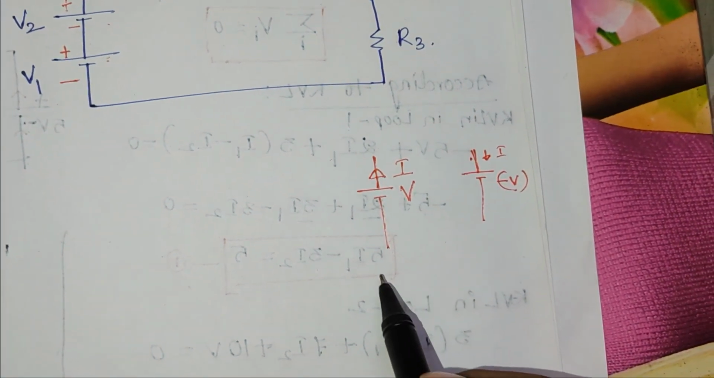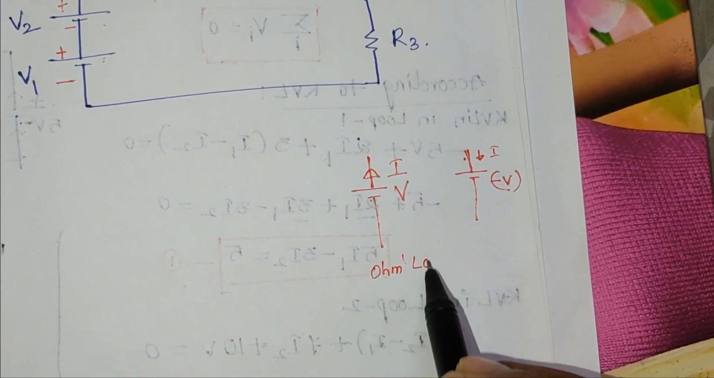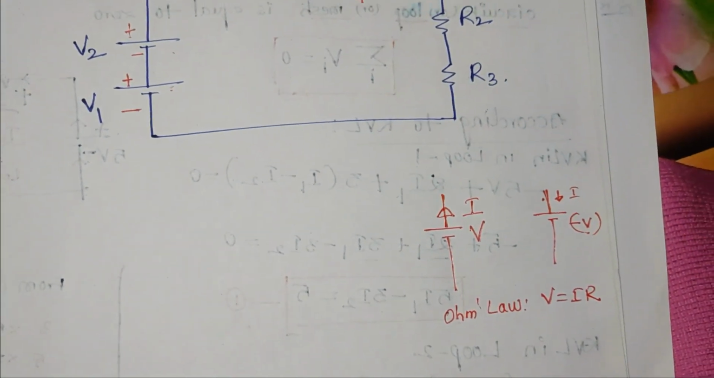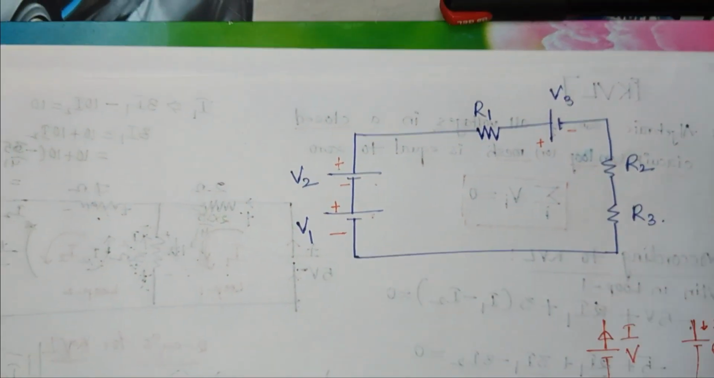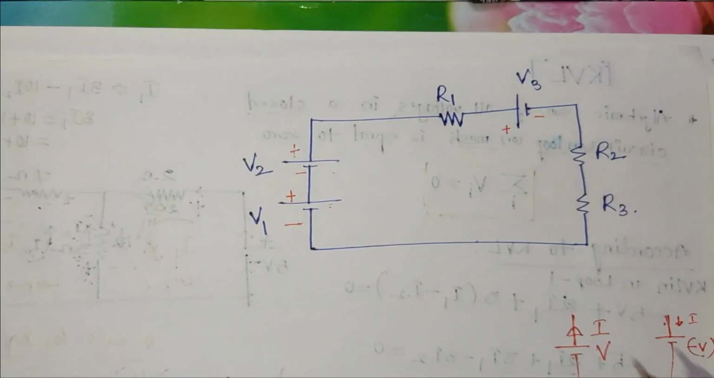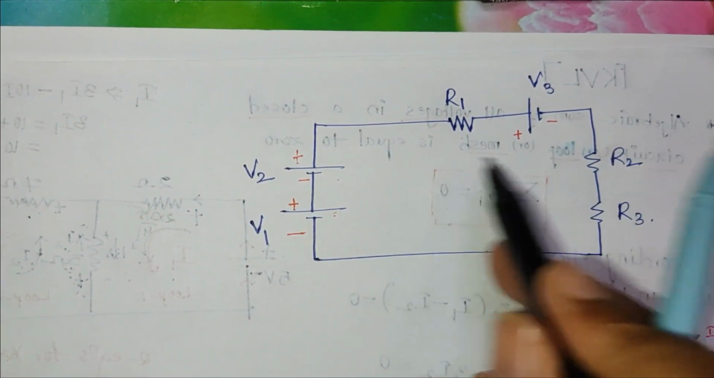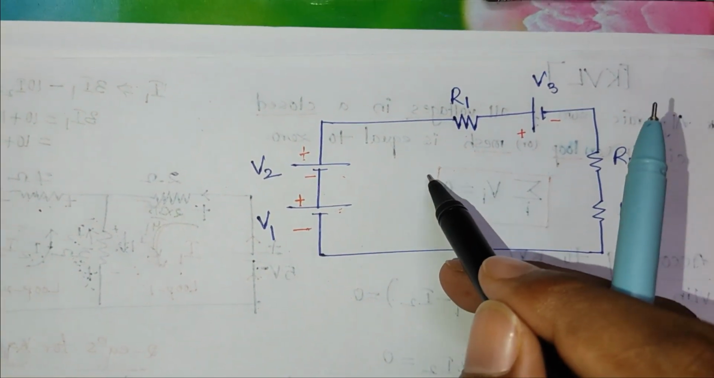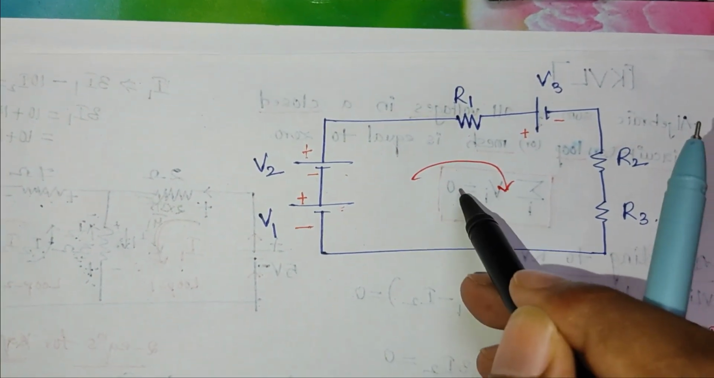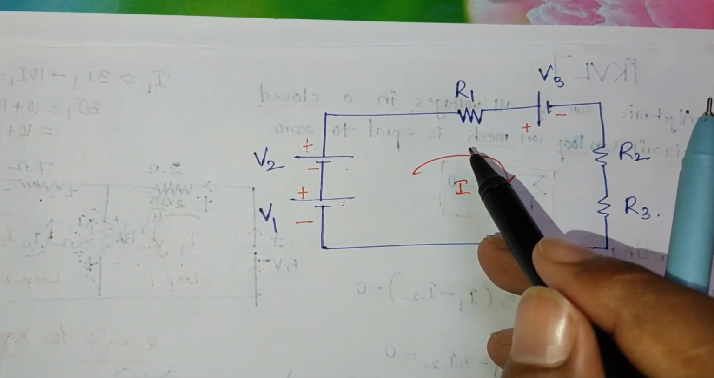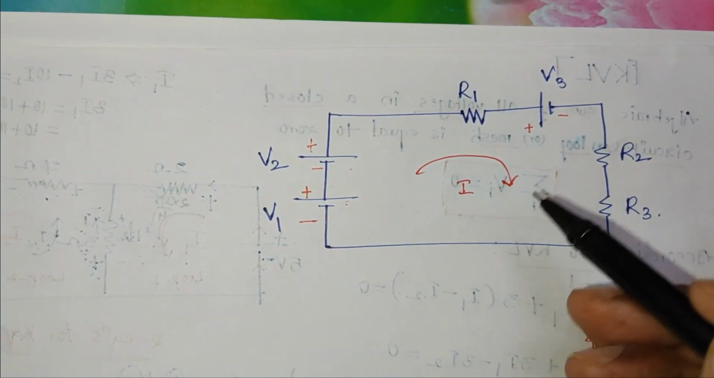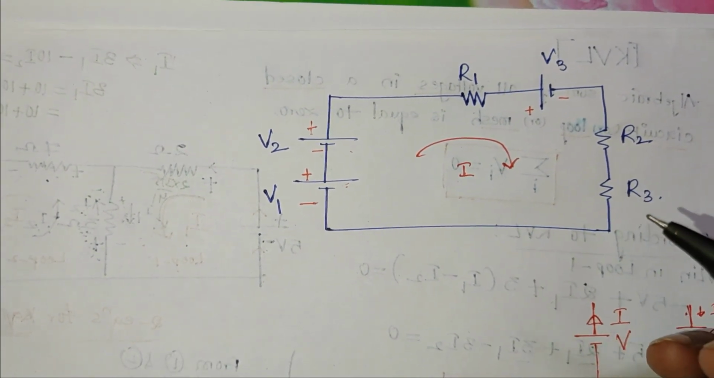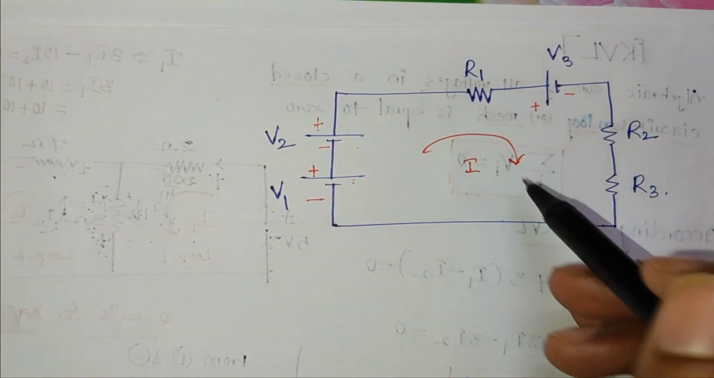And we know Ohm's law: the voltage across a resistor is V equal to I into R. These are the things we are going to use in this KVL. So let us write down the KVL expression in this loop. This is a basic loop, one closed path, or a mesh. Let us consider the direction of current as clockwise. It can also be anti-clockwise; that is your choice, but most people choose clockwise.